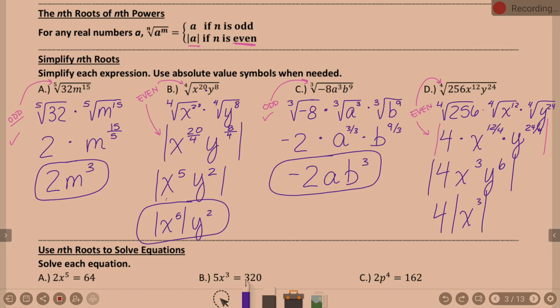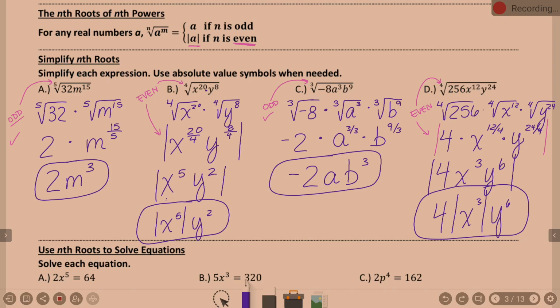Now, I wrote that as 4, absolute value of x to the third, y to the 6th. Did you catch my shortcut here? Basically, what needs absolute value in these scenarios? The odd powers, right? Now, I know the bell's getting ready to ring on me, but I promise you, you can pick up on this last section in the last 2 minutes of class.